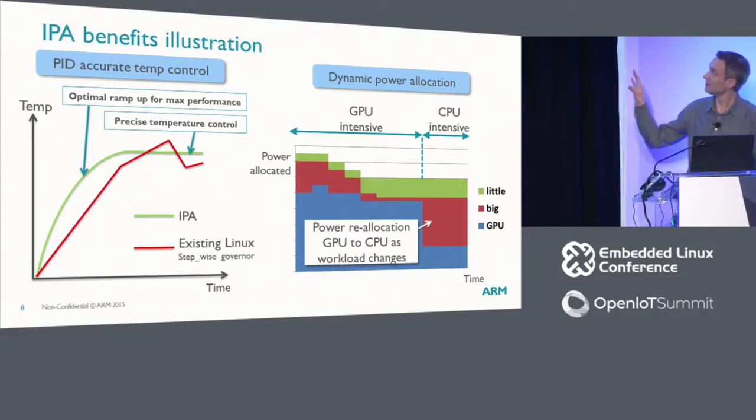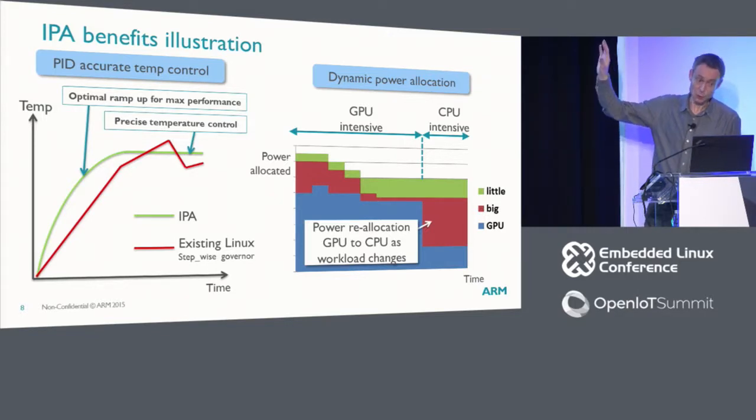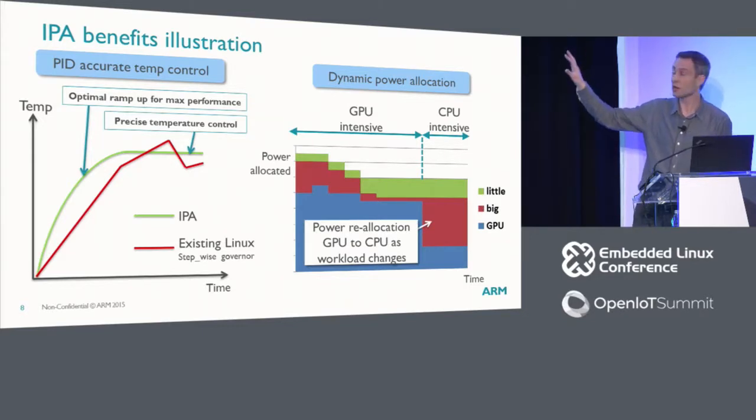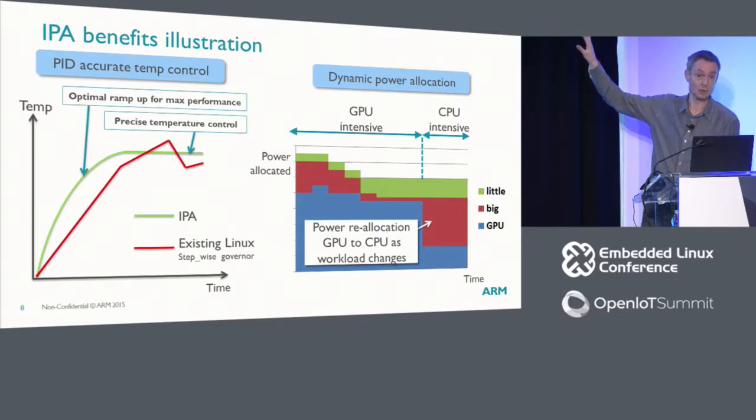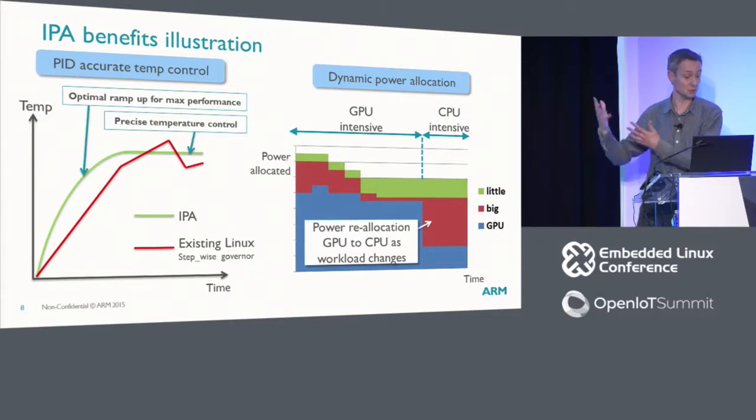Okay, so this is a kind of stylized diagram of the benefit of IPA, and we'll see this hopefully on the demo later, fingers crossed. Basically, with IPA, because it's able to really optimally control the power going into the system, we get a very fast ramp on the temperature up to the ideal operating temperature, and then it accurately stays at that temperature because it knows exactly the effect of changing the megahertz and changing the voltage. And it's using this PID algorithm to hit the target power.